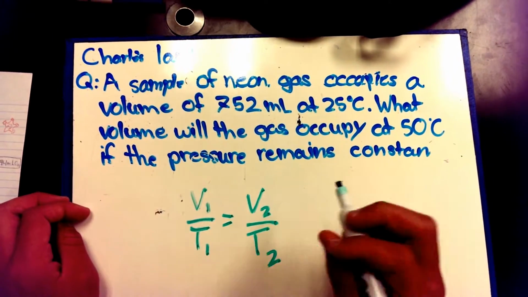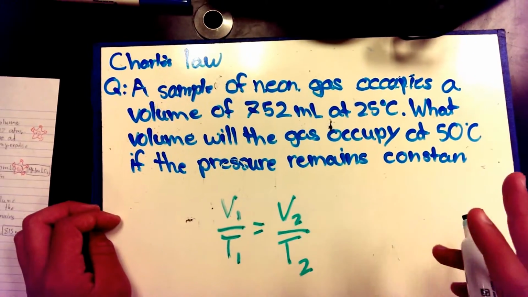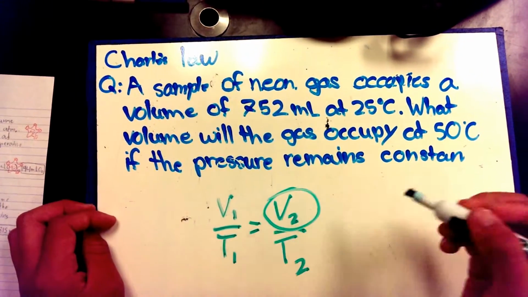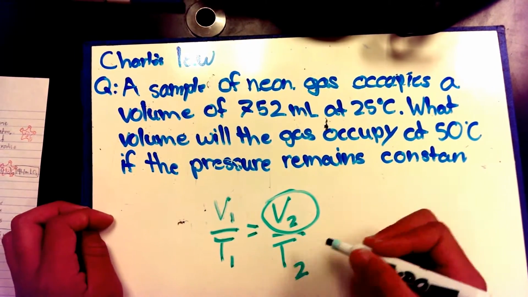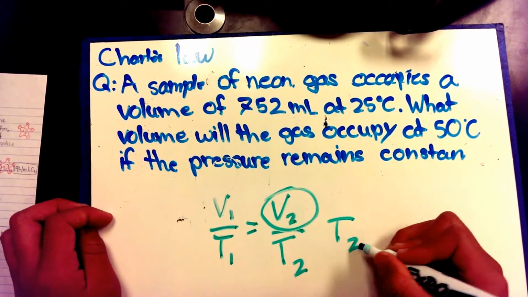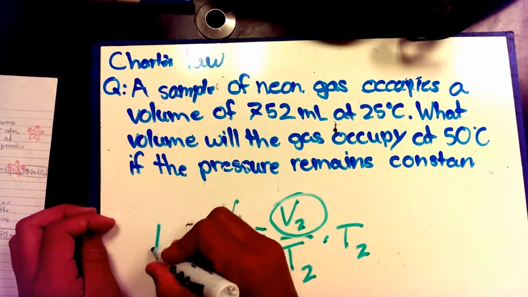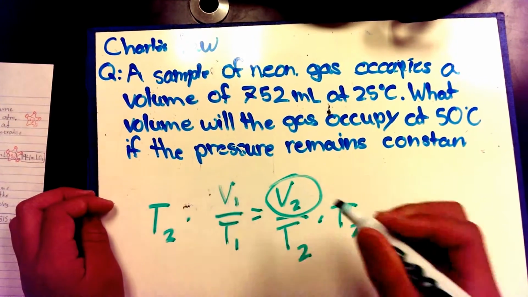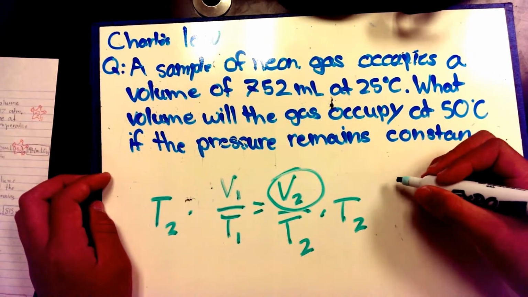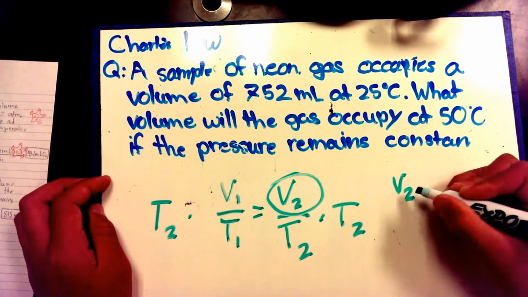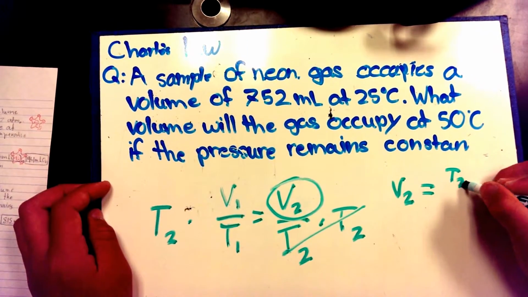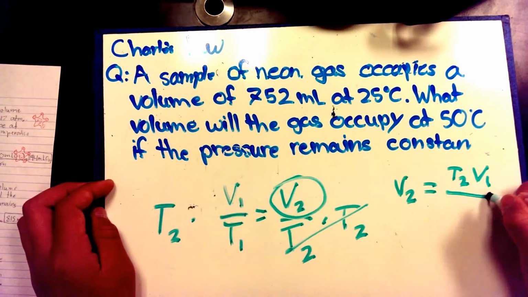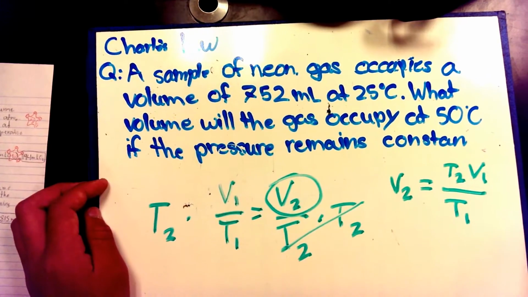So what we're trying to find is the second volume. So, like algebra, you're going to multiply T2 to both sides. So then the equation is going to be V2 equals T2 times V1 divided by T1.